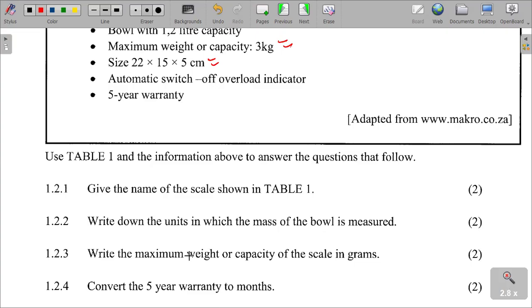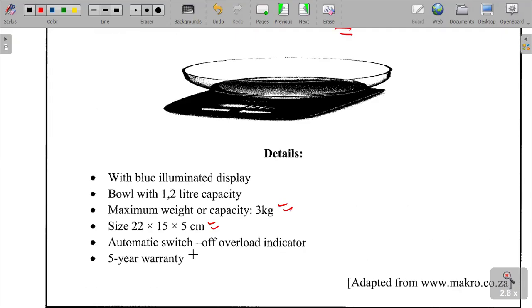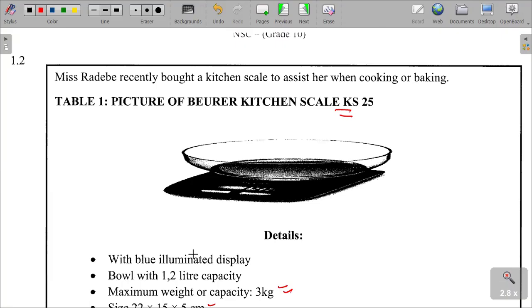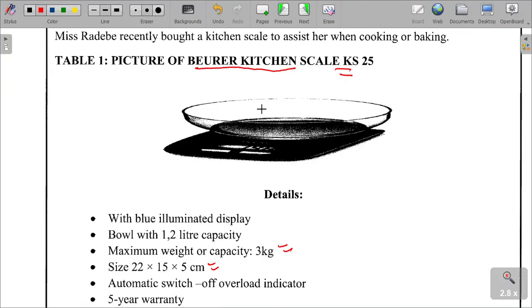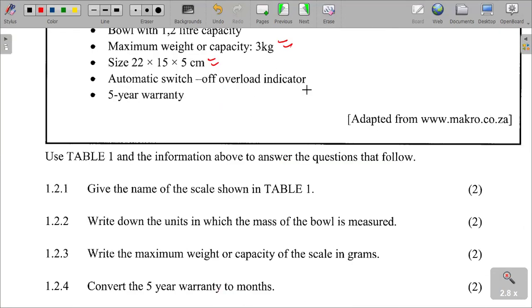So the question is saying, give the name of the scale shown in this table. What is the name of the scale that is there? I'm sure we can see. This question says picture of Peura kitchen scale. So the name of the scale is this one, which is given here, class. The name of the scale is Peura Kitchen Scale KS25, which is the answer in question 2.1.1.